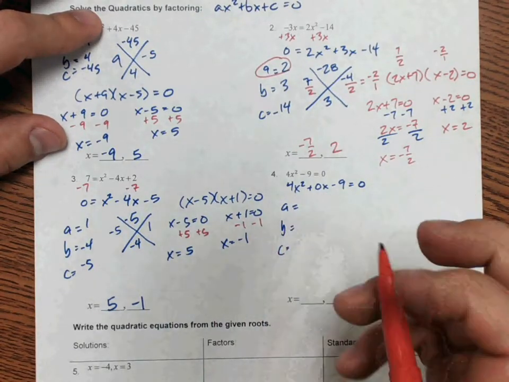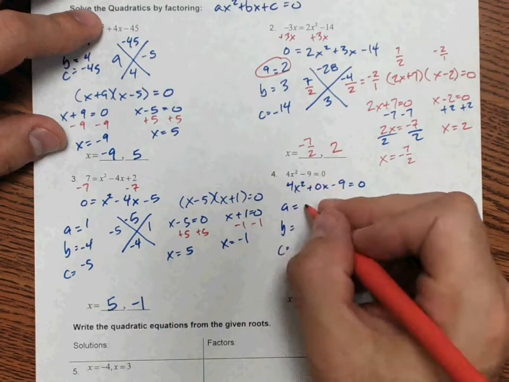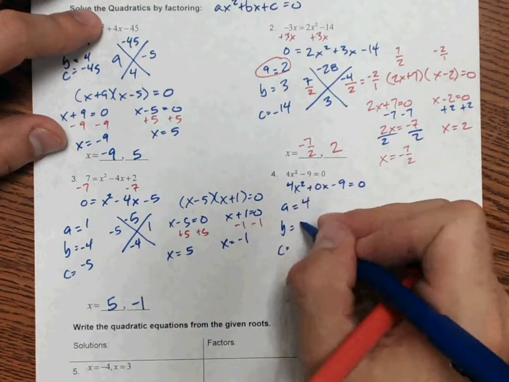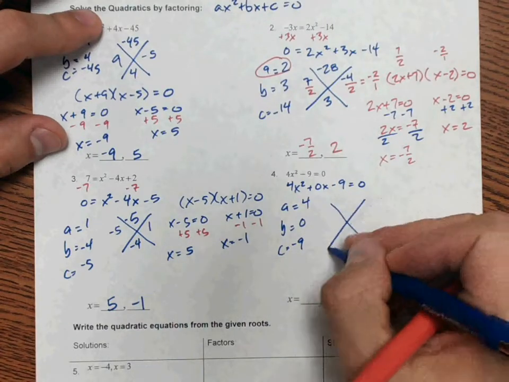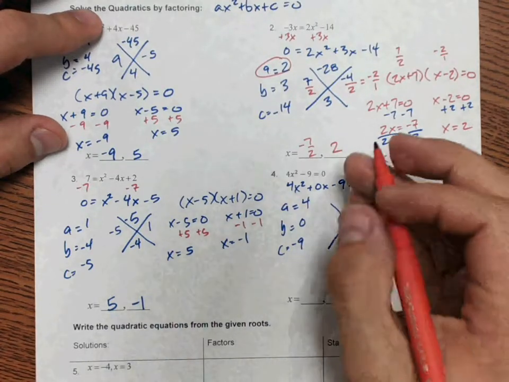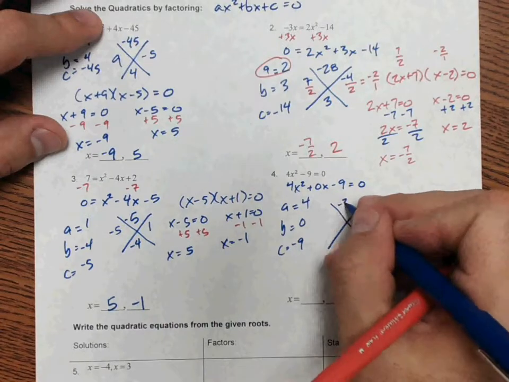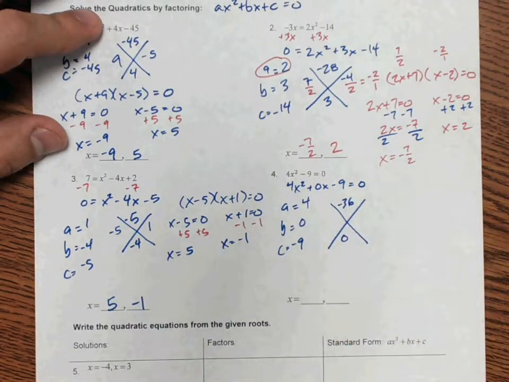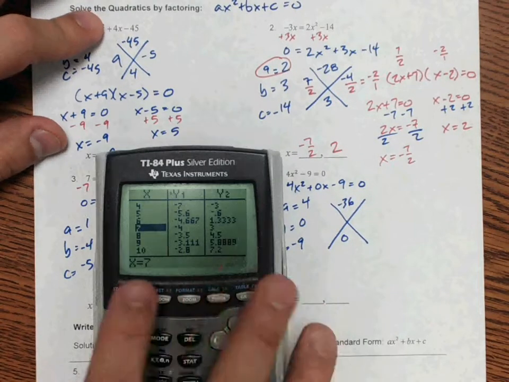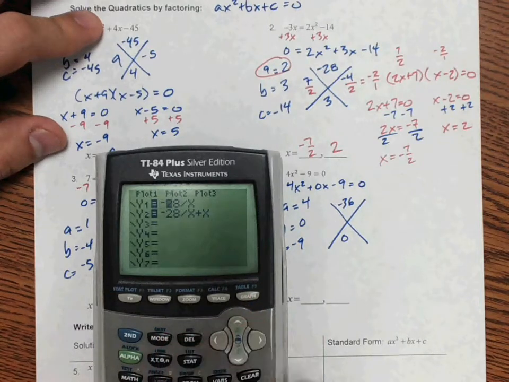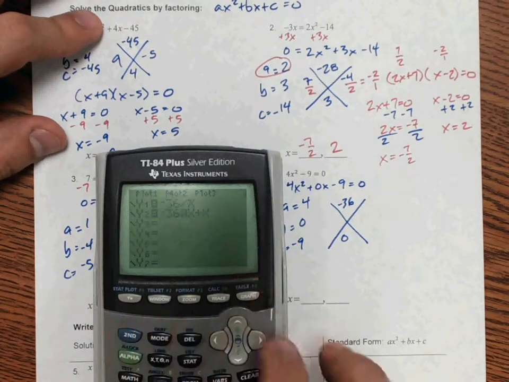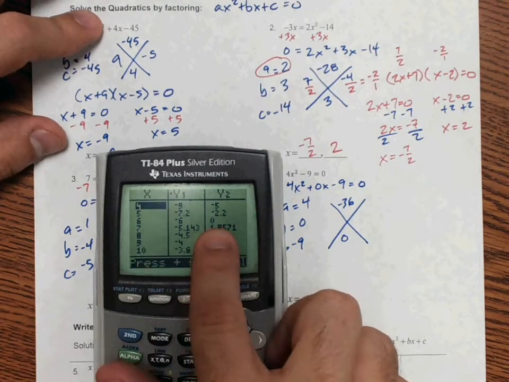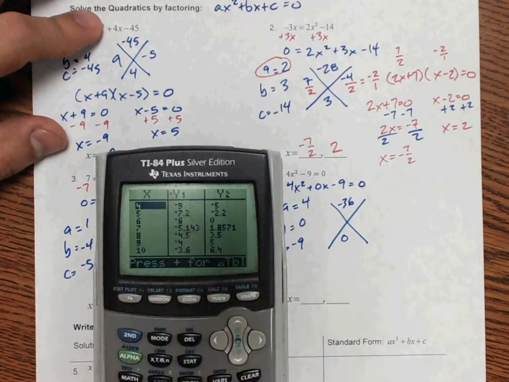Okay, so we're going to find a, b, and c, which are 4, 0, and negative 9. 4 times negative 9 is negative 36, and 0 is on the bottom. So we're going to plug in negative 36 here. Looking for 0, found it right away. 6 and negative 6.